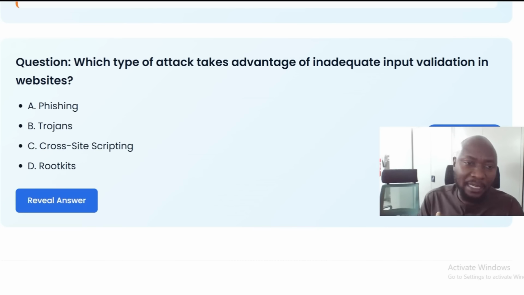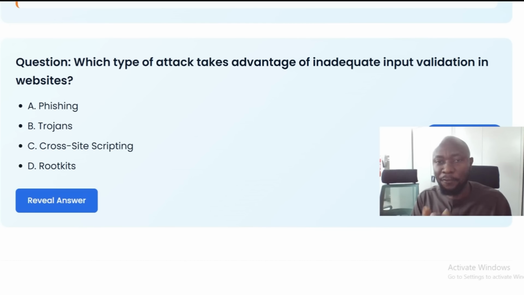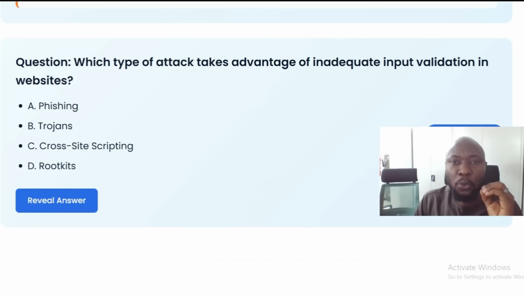Cross-site scripting obviously happens on the web, on the front end of web pages when you are filling forms; attackers take advantage and hijack your session. So obviously it looks like that is the answer. And rootkits, of course, happen in the root system of the machine. So obviously the correct answer is cross-site scripting. So one key thing when you're answering these questions: you need to know which is the correct answer and quickly move on to the next one.